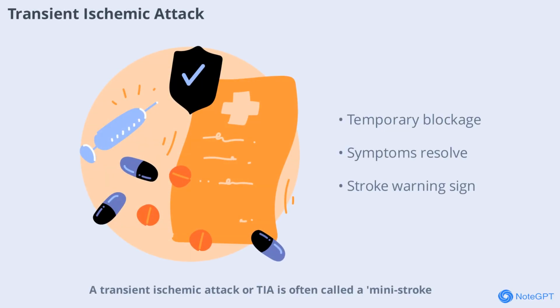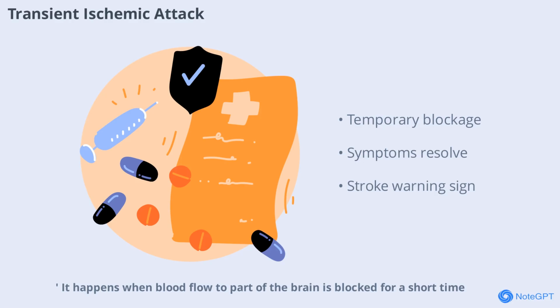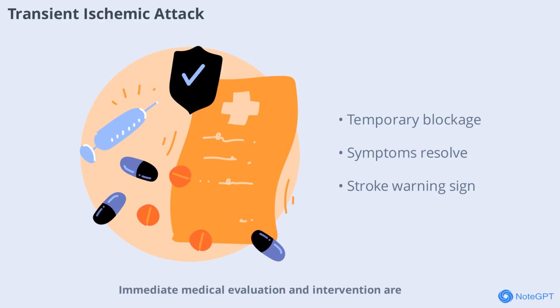Transient ischemic attack, or TIA, is often called a mini-stroke. It happens when blood flow to part of the brain is blocked for a short time, usually less than 24 hours. Symptoms are similar to those of a full stroke but are temporary and resolve completely. However, TIAs are serious warning signs that a major stroke may occur in the future. Immediate medical evaluation and intervention are essential to prevent a full-blown stroke.